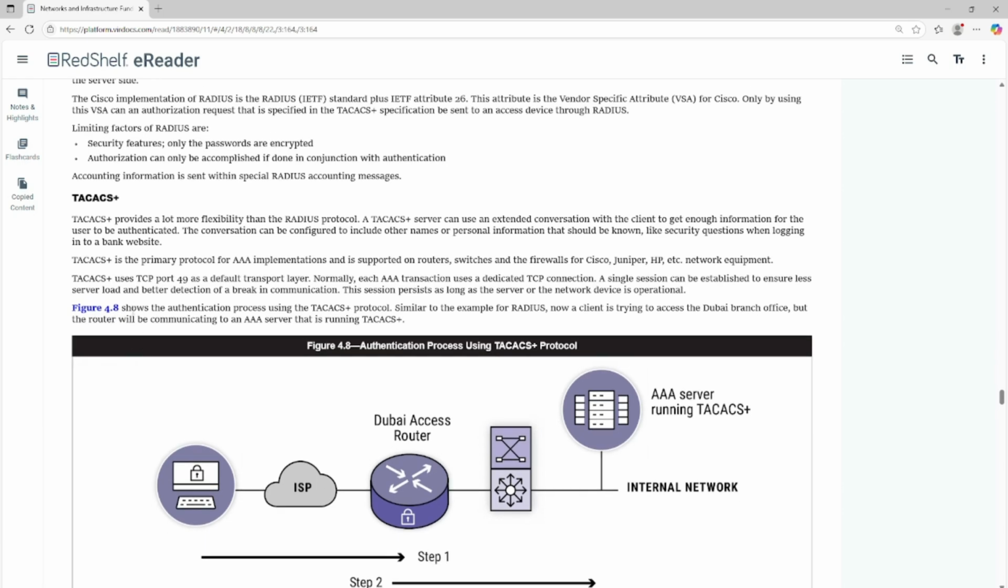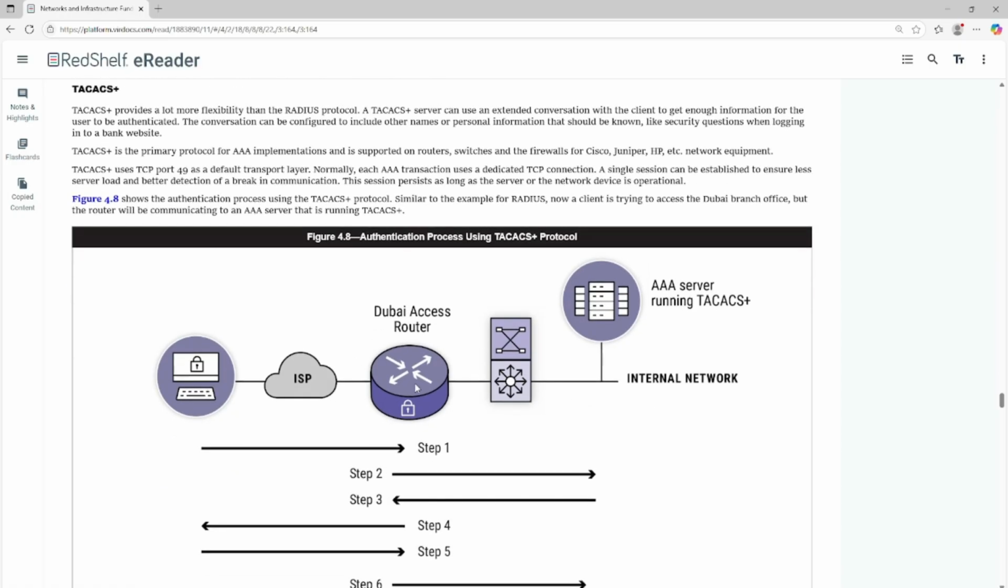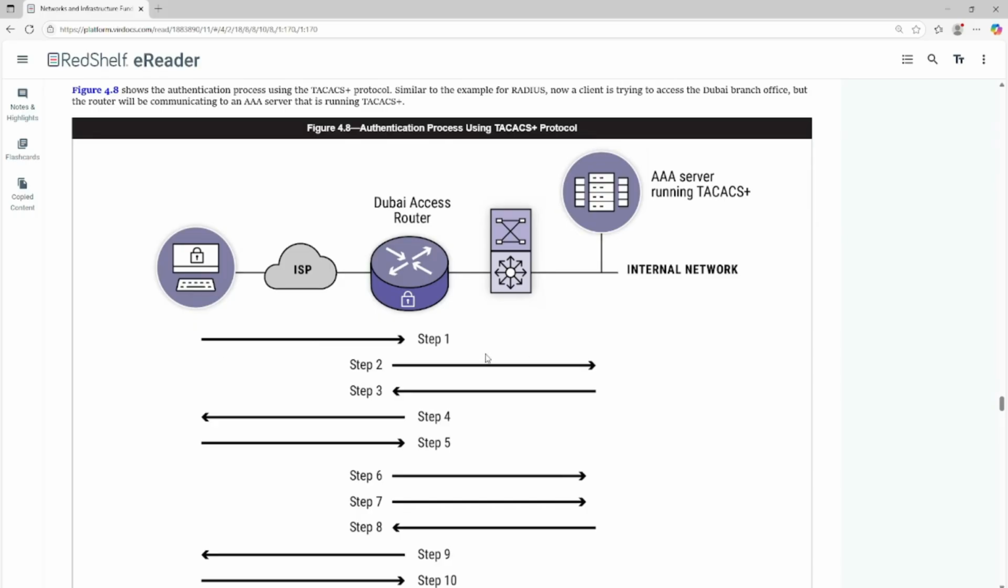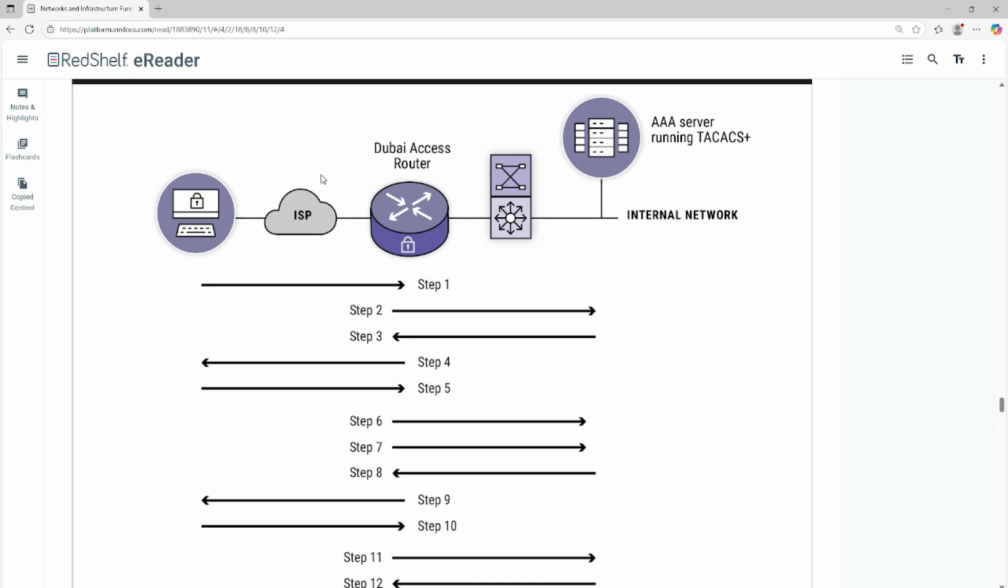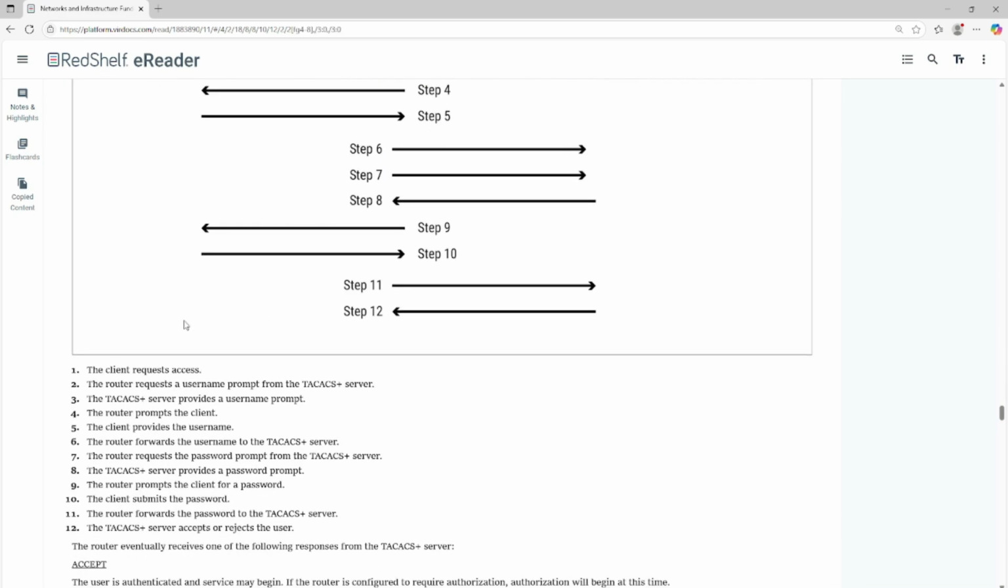The diagram of figure 4.8 shows the authentication process using the TACACS protocol. It's similar to RADIUS that we just saw, right? But now in this case, a client is trying to access the Dubai branch office, but the router will be communicating to an AAA server that is running TACACS Plus. Based on the diagram here, what happens is the client sends a request to access, and the router requests a username prompt from the TACACS Plus server. The TACACS server provides a username prompt.